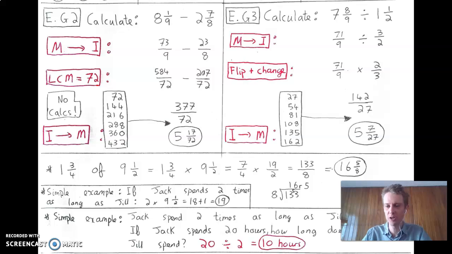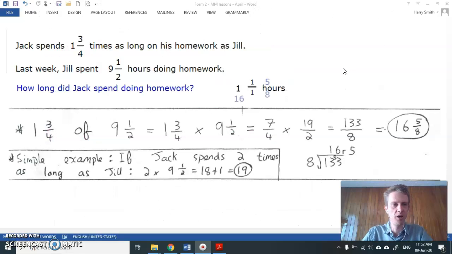Make sure you understand the first page properly before you do the second page, because there's a lot less explanation in the working out on the second page. Do the first page now, trust me.